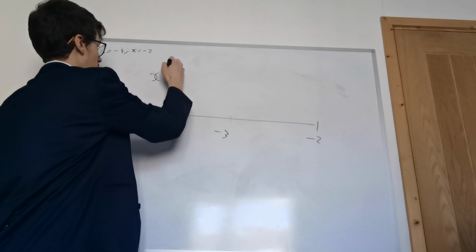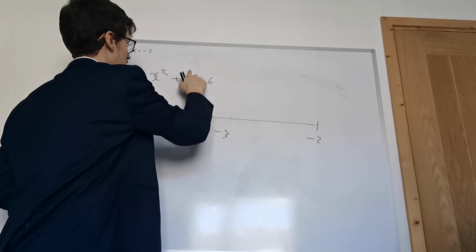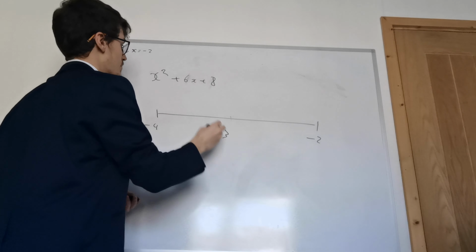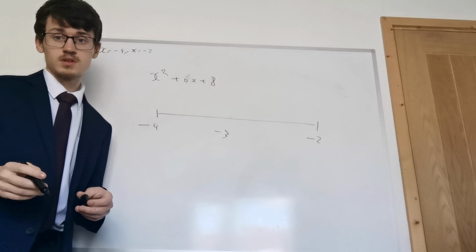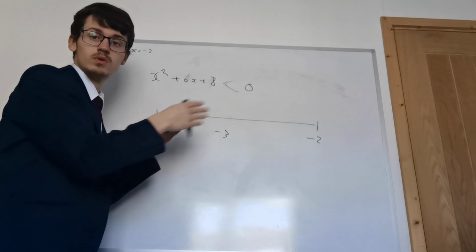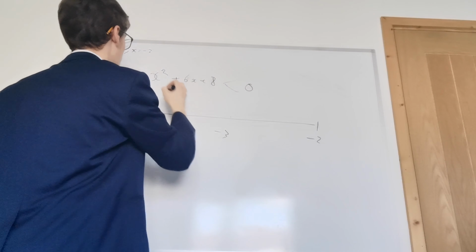If we get x squared plus 8x plus 6. Sorry, it was 6x plus 8. We just input -3 into the equation, and if it's an internal inequality, this should be less than 0. So let's do that now.